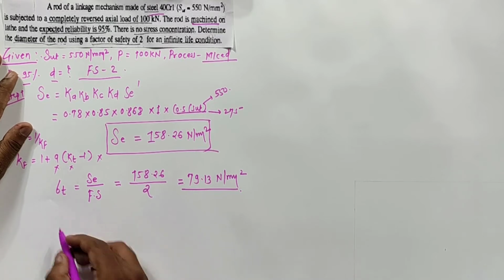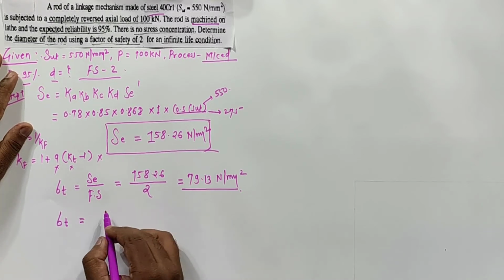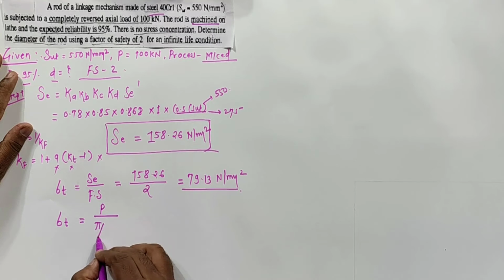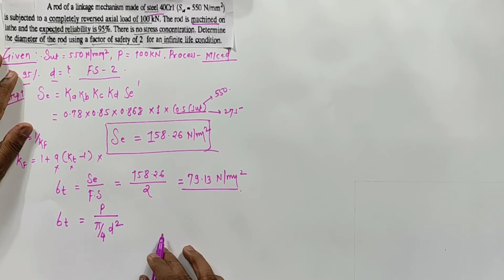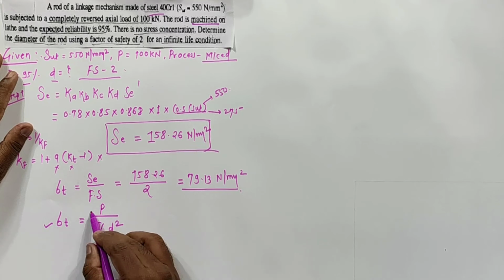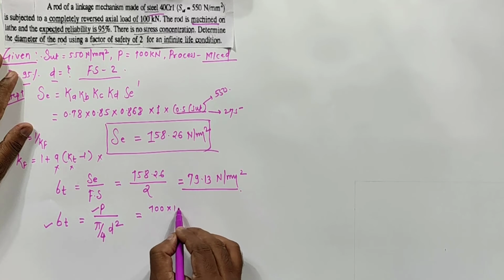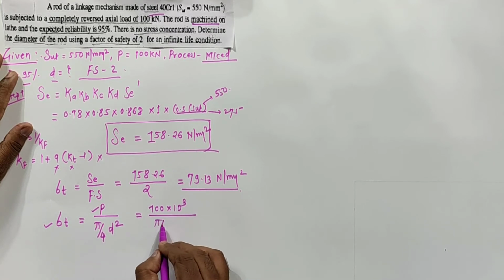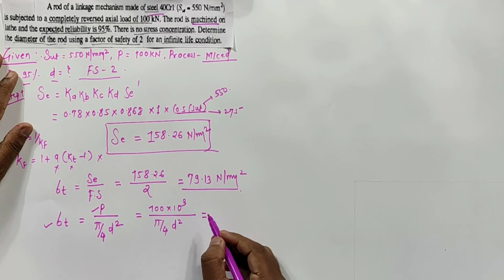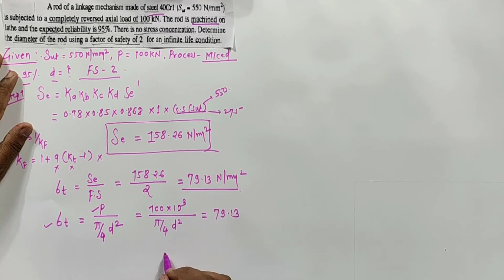Correct? Now we know sigma t is equal to P by area. If they are interested in diameter, the cross section is of course circular, pi by 4 d square. Sigma t is known, P is known, they have given, and diameter remains. P is how much? 100 kilonewton divided by pi by 4 d square, which is equal to 79.13. Through which the diameter we get is 40.11 mm. So we can say it is around 45 mm.